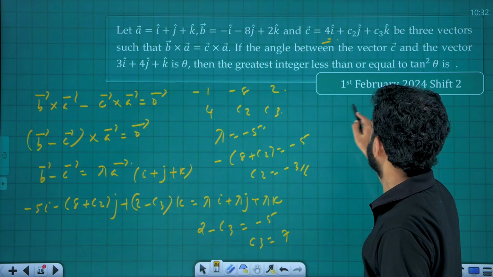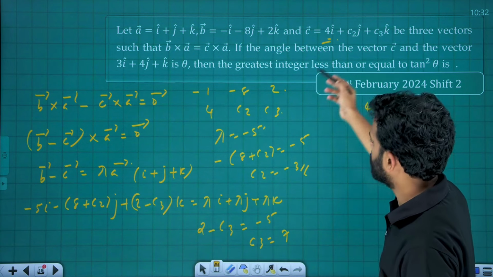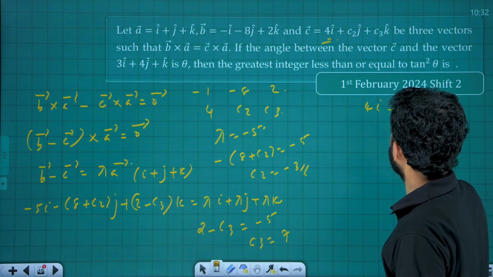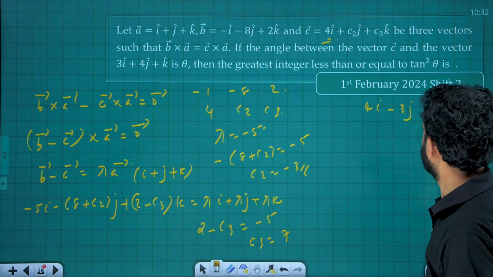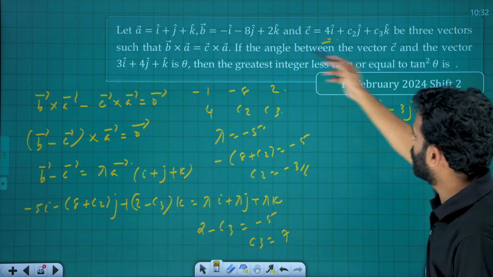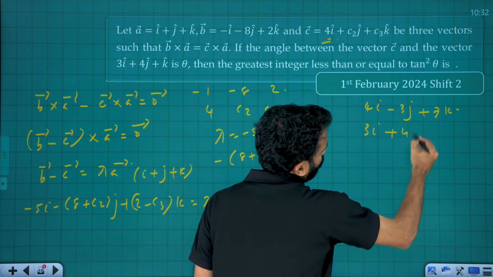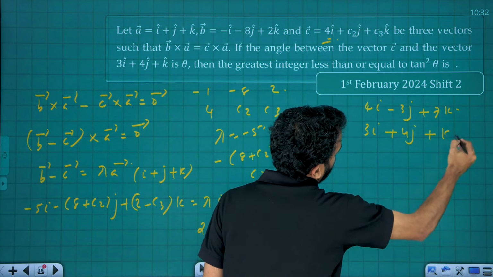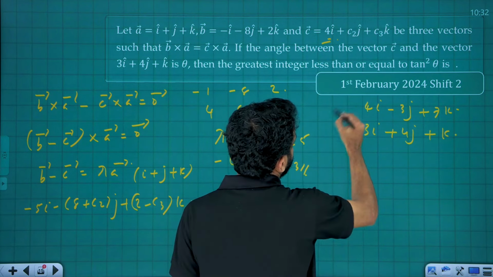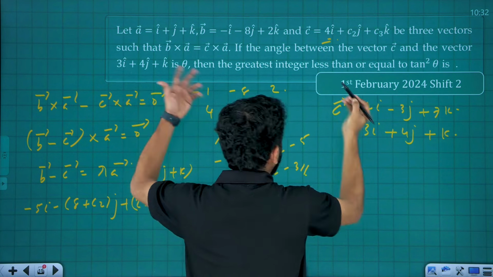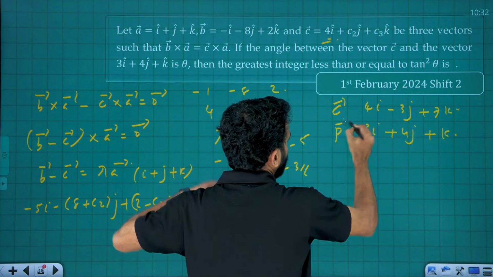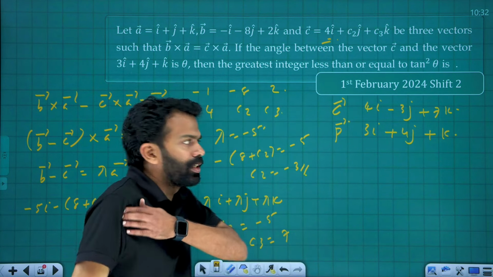That is, what is vector C? 4i. What is C2? Minus 3j. And plus 7k. Okay. Another vector is given like 3i plus 4j plus k, right? 3i plus 4j plus k. Okay. Let's take it as vector C. And this, whatever, vector P. Okay, so what is the angle between vector C and vector P?